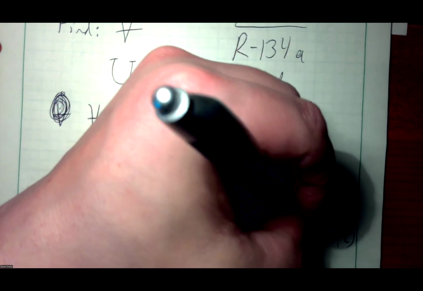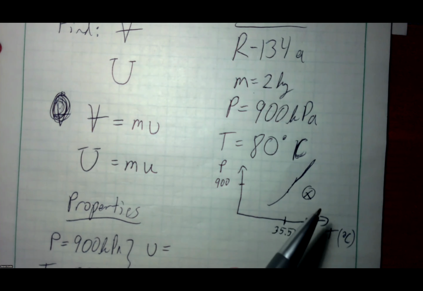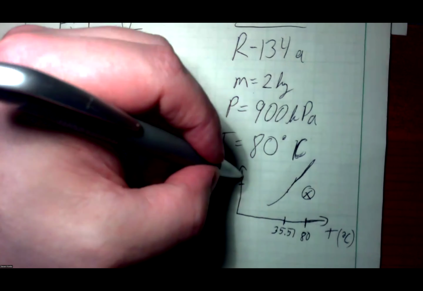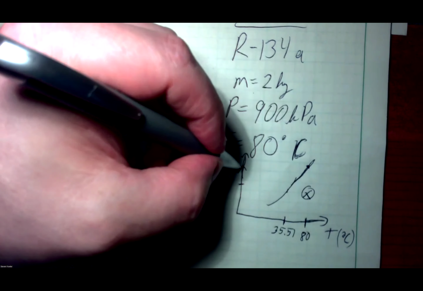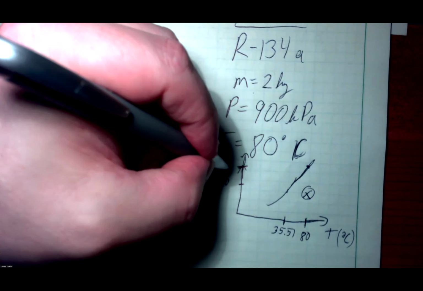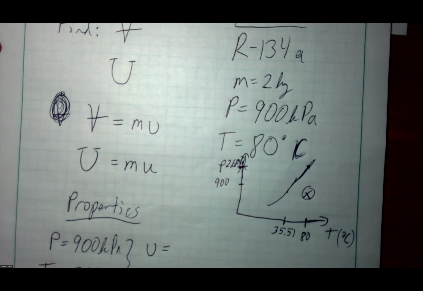All right, I'm out here at 80, right here. That puts me to the right of the curve. That puts me in the superheated vapor region, right? And notice that if I extend this 80 up here, the pressure is all the way up here at 2.6 megapascals, right? Really, really high.